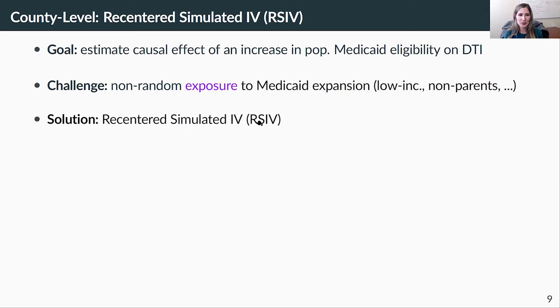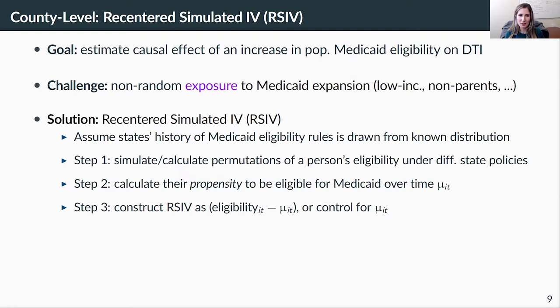So the solution we adopt is a recentered simulated IV. Now, the way this works is the following. We're going to make an assumption about the counterfactual distribution of Medicaid eligibility rules. So we're going to assume that a state's history of eligibility rules, so the whole path of those rules, is drawn from some known distribution.